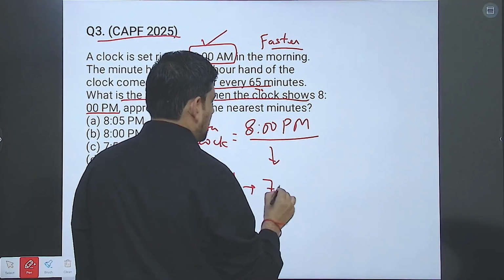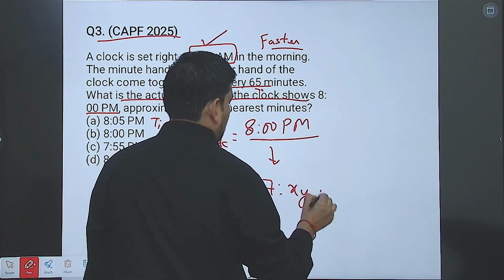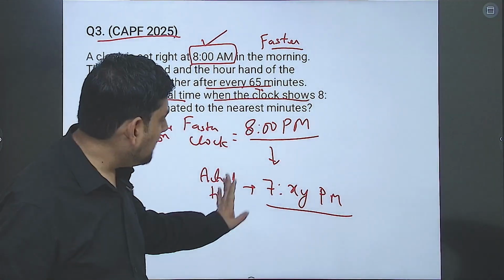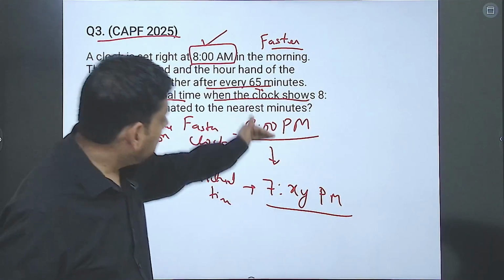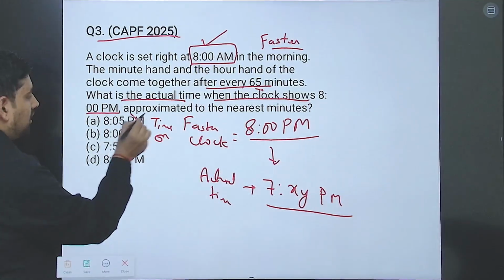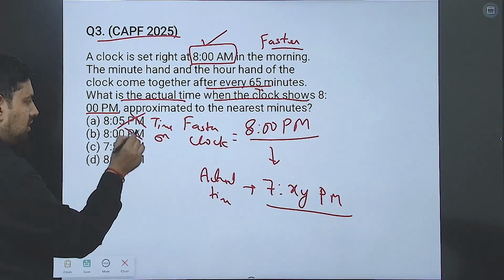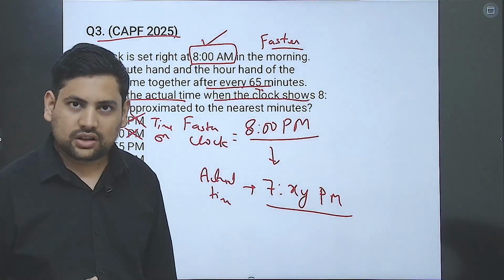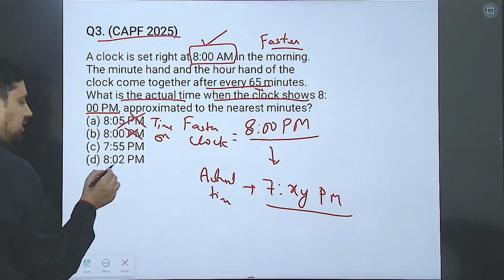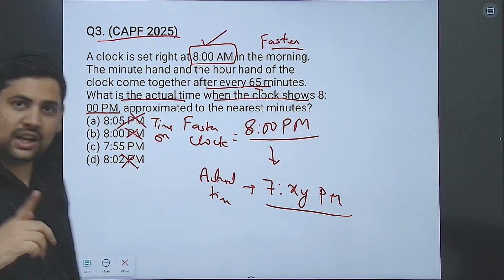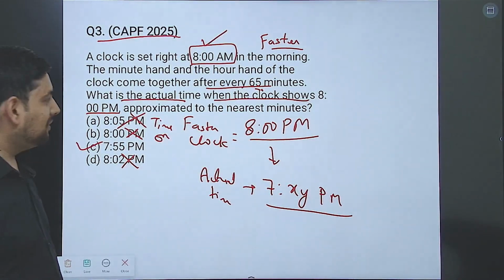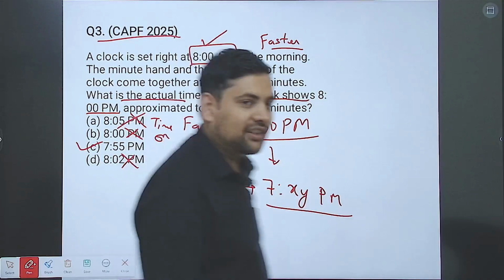So it will be 7 hours and some xy minutes. It may be 59, does not matter, but it must be less than 8, not beyond it. Now let's see the options. 8:05, not possible. 8 o'clock, not possible, because it is a faulty clock. It is not meeting at 65, it meets at 65 5 by 11. Third. Now see this, 8:02, not possible. Why? Because it has to be less than 8. So the only thing that remains is 7:55. So the answer becomes 7:55.